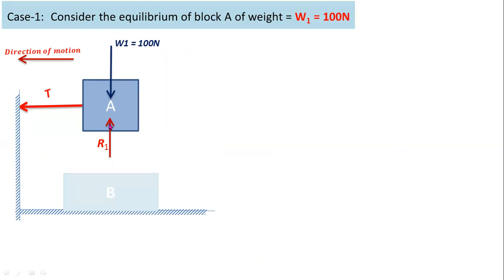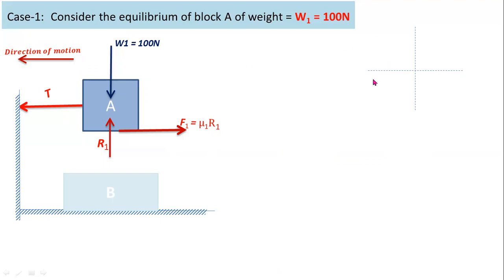R1 is the normal reaction force between the block A and B. Now you have to consider tension in the string. T is the tension in the string. This is a horizontal string, so you have to consider tension in the string. Now you have to consider direction of motion of the block. Here the direction of motion of this block is left side direction, so you have to consider right side frictional force.